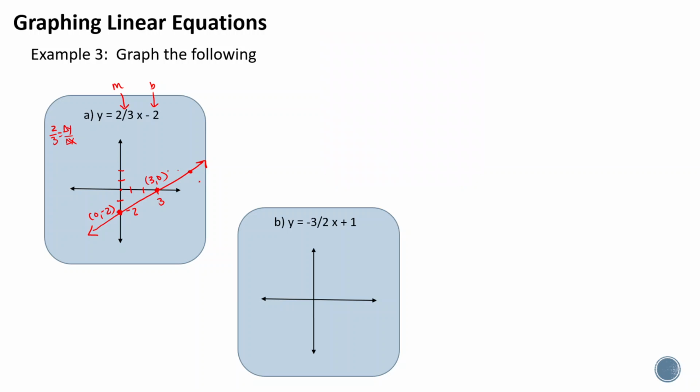Now, in this one, we're also given m and b, so I'm going to start at b of 1. Now I have change in y is negative, so I'm going to go down 3, and then the change in x is 2, so over 1, 2. And then I can connect.